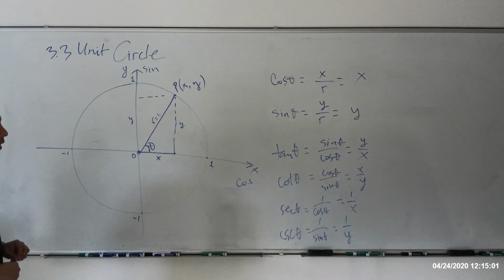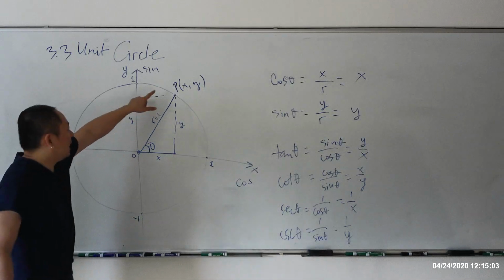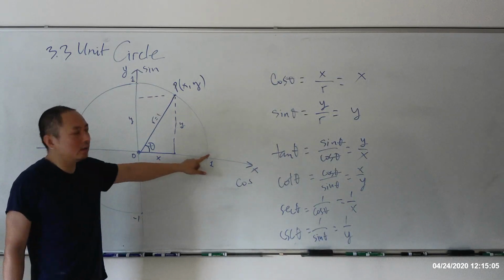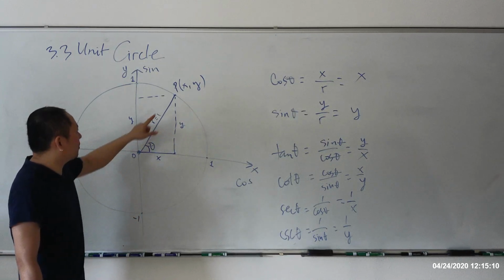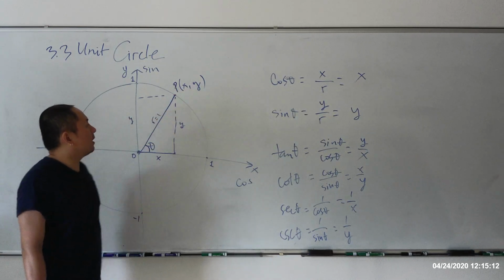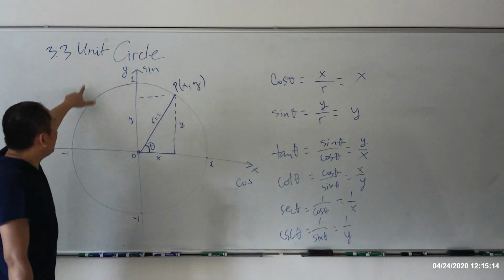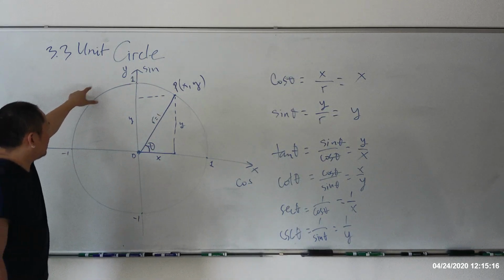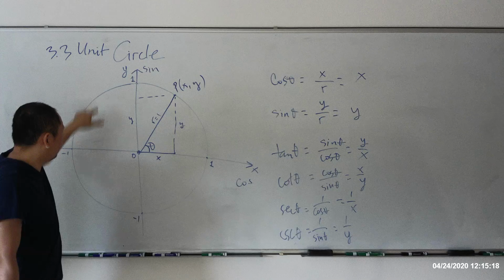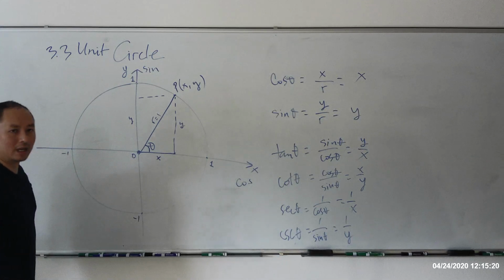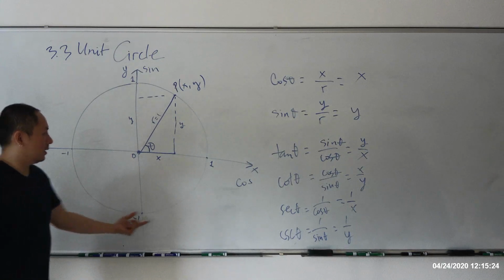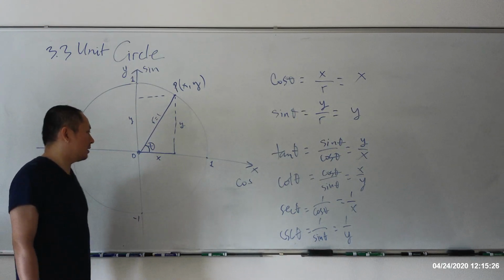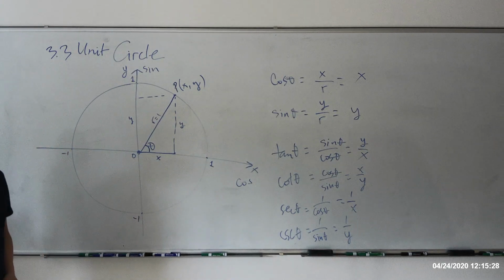There are a lot of things to think of. First of all, if the point P is in quadrant number 1, then both x and y are positive, and that means both cosine and sine are positive. If P is in quadrant number 2, then sine, which is y, will be positive, but cosine, which is x, will be negative. Quadrant number 3, then what? Both sine and cosine are negative. Quadrant number 4, cosine positive, but sine negative.